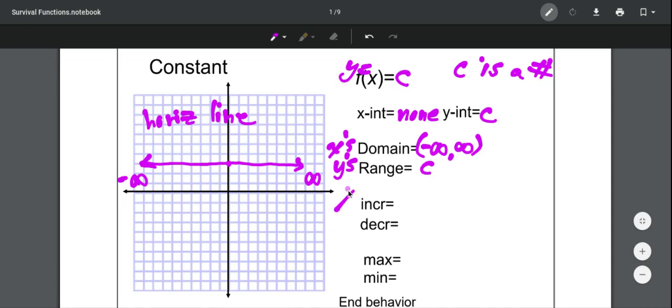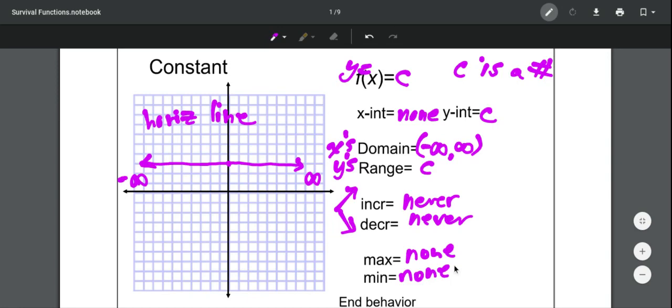Increasing would be wherever the function is going up, and decreasing would be wherever the function is going down. Well, this function is not going up or down. It's just going straight across. So it is never increasing, and it is never decreasing. And because it doesn't do both of these, it cannot have a max or a min.